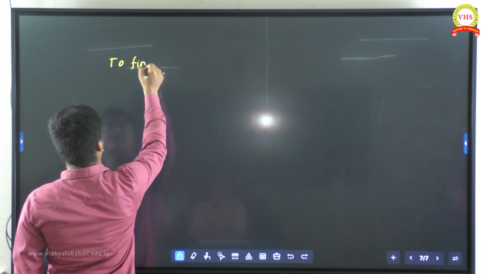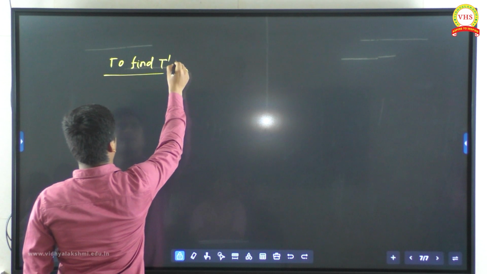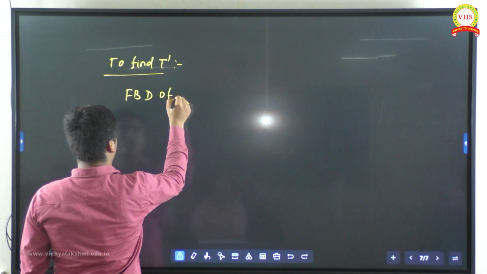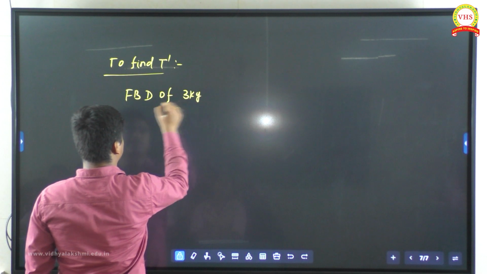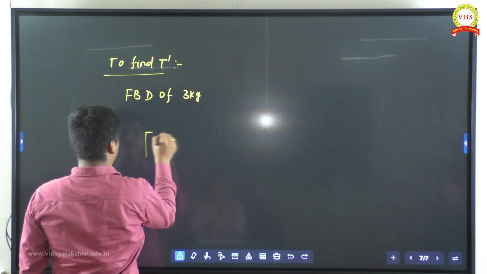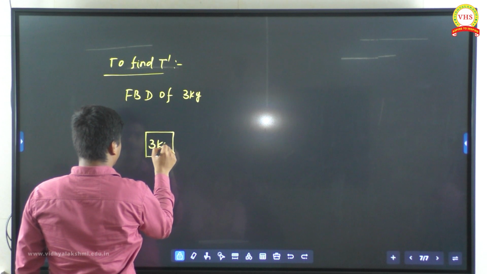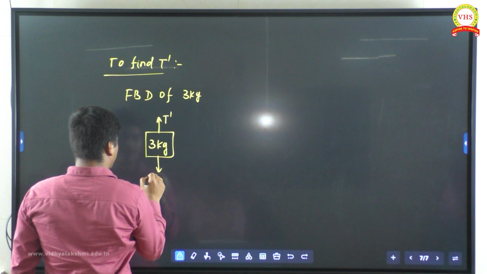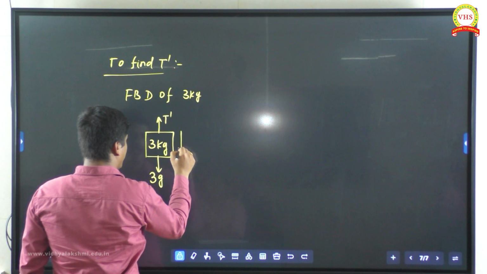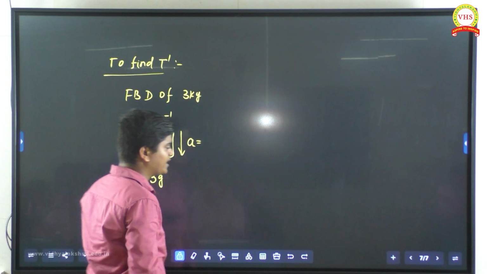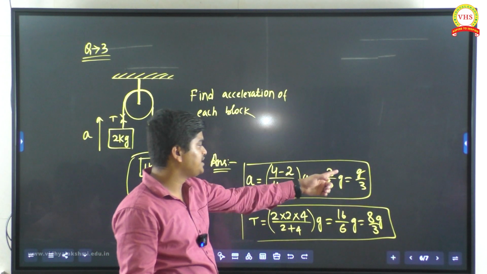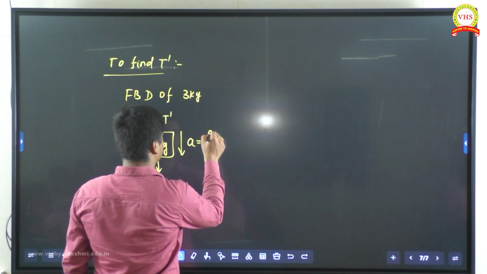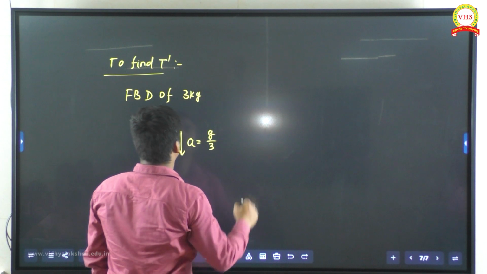To find T prime, what do you do? Now you do the free body diagram of the 3 kg mass. So like this, everyone see. This is the 3 kg mass. Upward direction is T prime. Downward direction is 3G. And acceleration A. A is already given. What is given? G by 3.